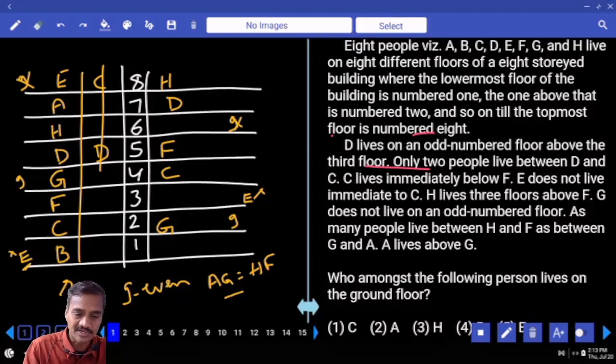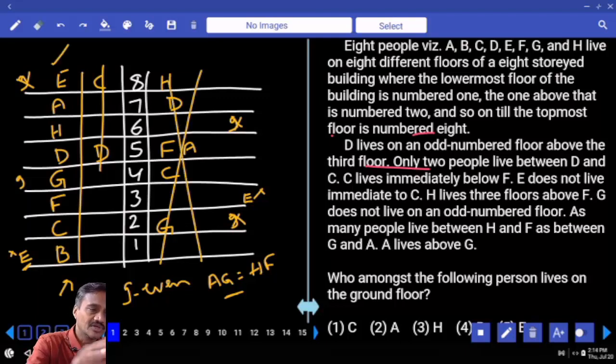And again coming back to this one, G we have finalized here. Between H and F there are 2, and between A and G there must be exactly 2. F and A would have to be in the same place, which is not possible. Finally we are left with this case. Then now this is about question numbers 1 to 5.